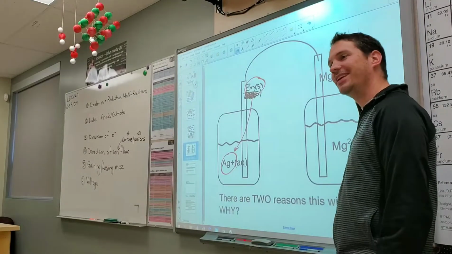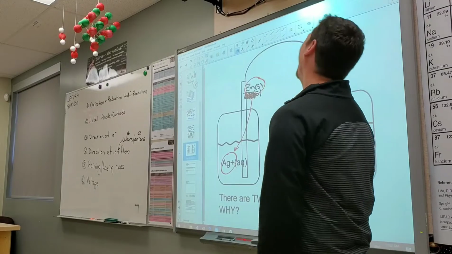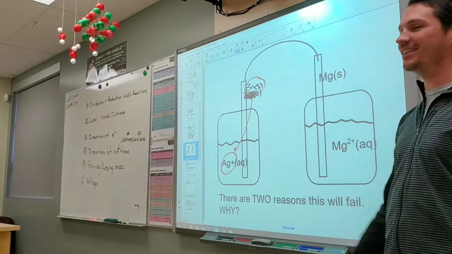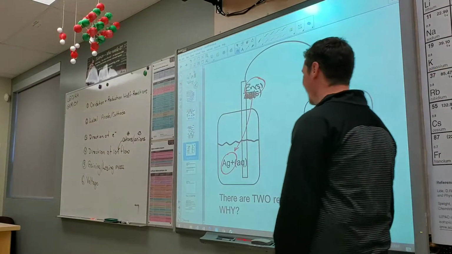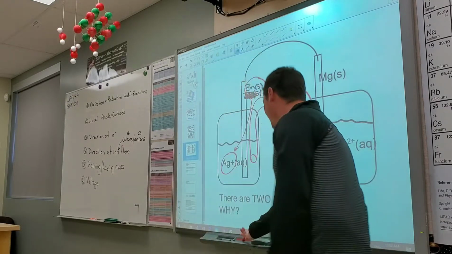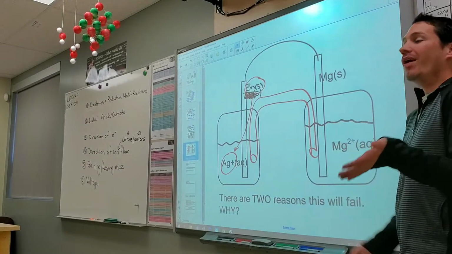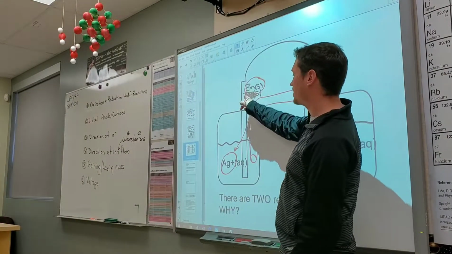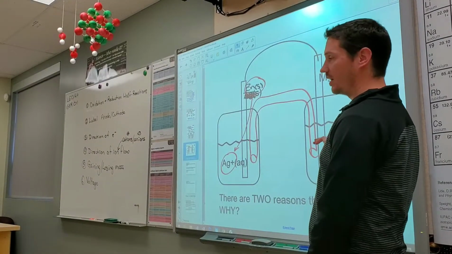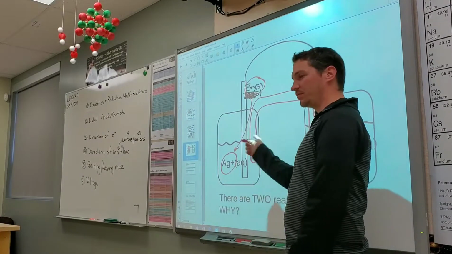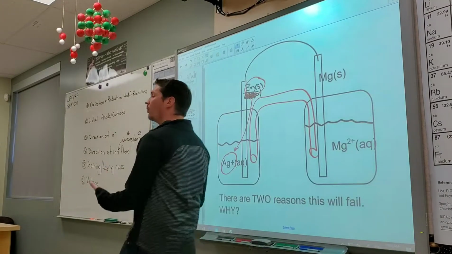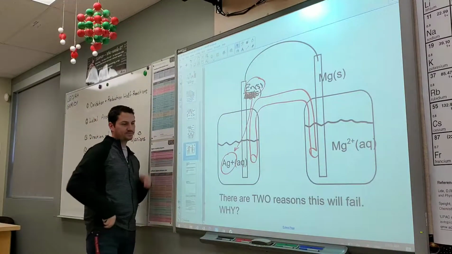I'll get the next reason. Salt bridge. Yes, we are missing that salt bridge. So we're missing the salt bridge. Perfect. We need that. Why? Because as soon as, let's say this was actually silver, as soon as you get electrons moving from one to the other, then you get a buildup of charge on both sides, and that prevents the flow of more electrons, right? So the battery will work for a short time, and then it'll totally stop.